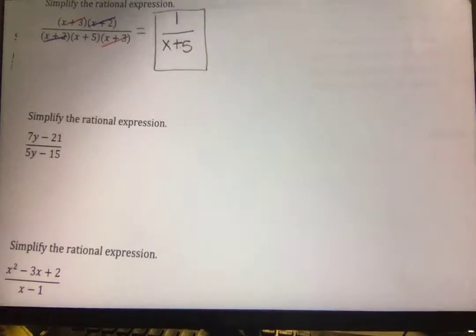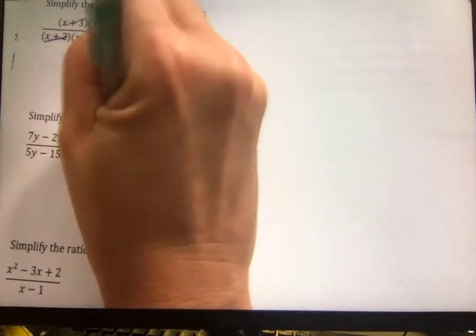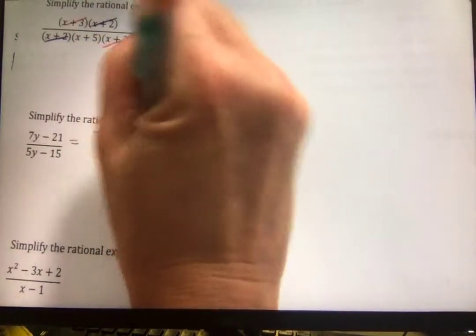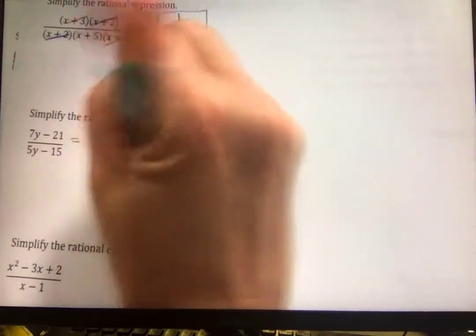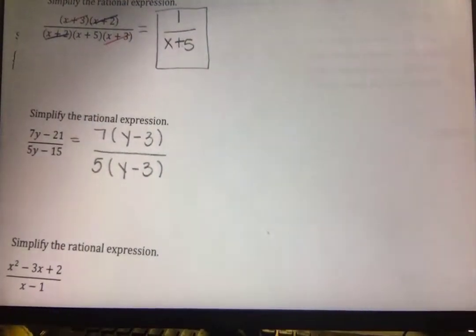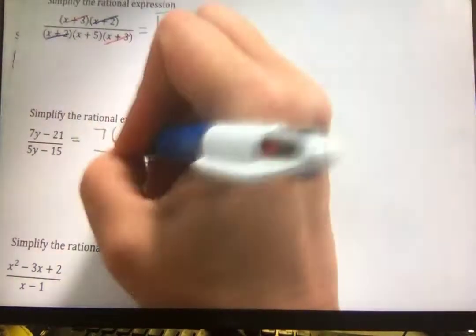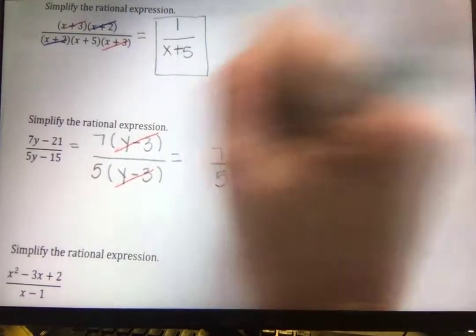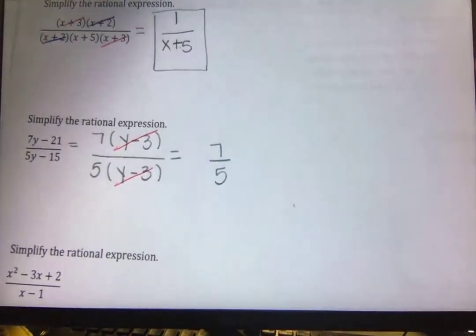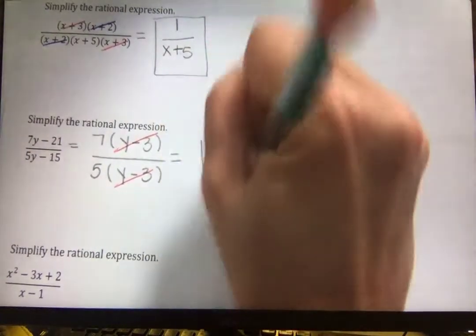All right, ready? So 7y minus 21. We need to factor that. Our first step in factoring is GCF. 7. Factoring out that 7, we're left over with 7 times y minus 3. On the bottom, 5y minus 15, GCF: 5. We're left over with y minus 3. So I have 7 times y minus 3 all over 5 times y minus 3. What factors cancel out? y minus 3. So we're left over with our final answer of 7 over 5. 7 divided by 5, so 7 fifths, they have no factors in common. Final answer.